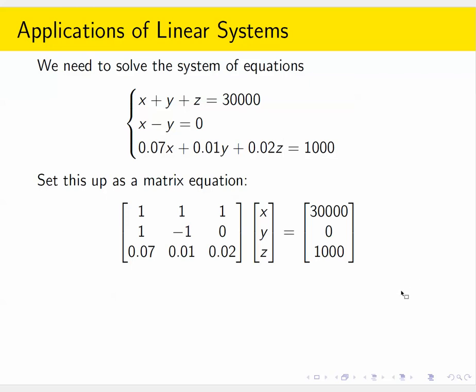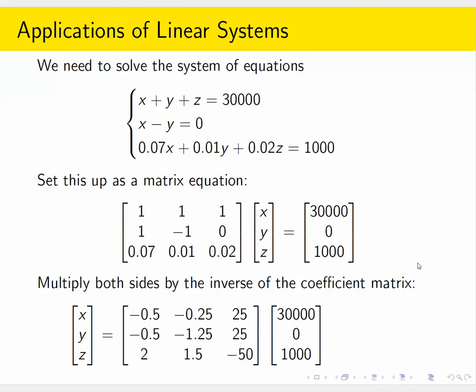To solve this problem, we need to isolate the matrix of unknowns, the XYZ matrix. So we do that by multiplying both sides by the inverse. Remember, the point of multiplying by the inverse is that the inverse of the coefficient matrix times the coefficient matrix gives you an identity matrix. And so the new left side is just identity times XYZ, which simplifies to just XYZ. This matrix we've written here is the inverse of the coefficient matrix. So you could calculate that by hand or by using technology such as a graphing calculator.